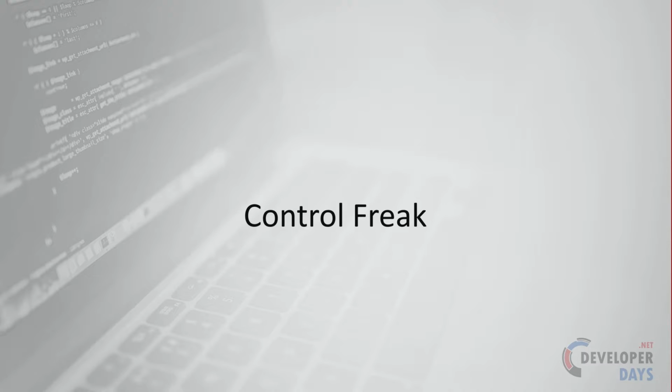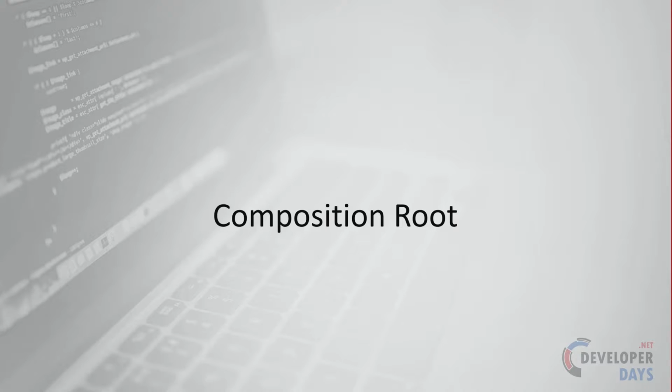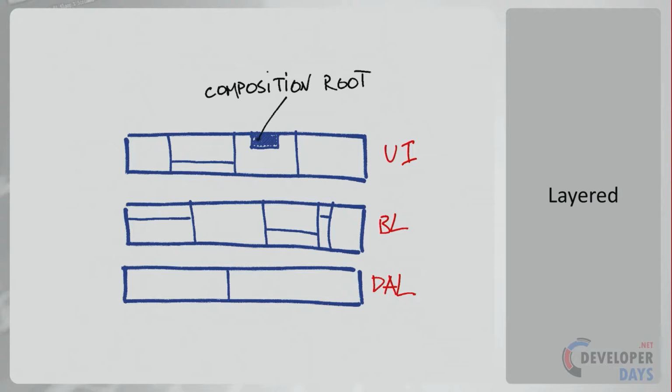Before I jump to the implementation details of the refactoring, we actually have to revisit another pattern, something called the composition root. Who knows what the composition root is? A few hands? Cool. So, composition root, what is it? We can take, for instance, a layered architecture. We have a pretty similar drawing here. We have a UI, we have a business layer, we have a data access layer, and so on.